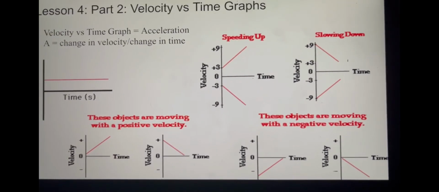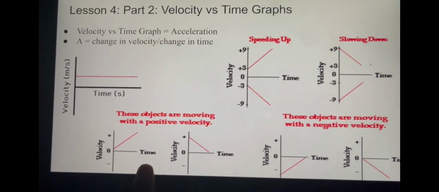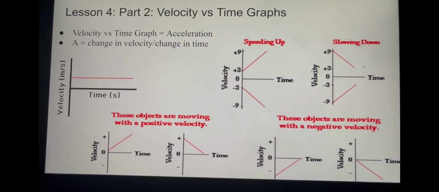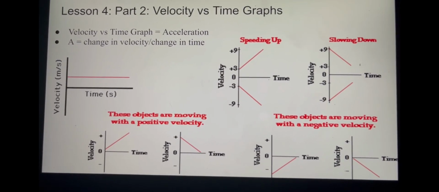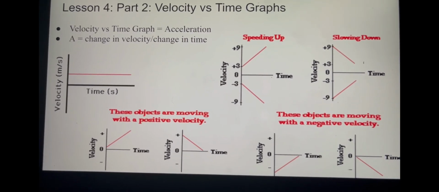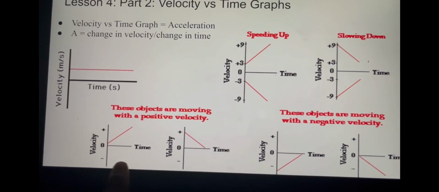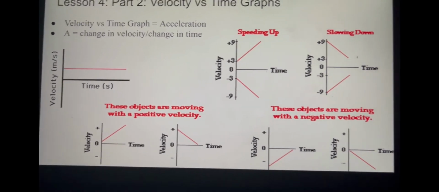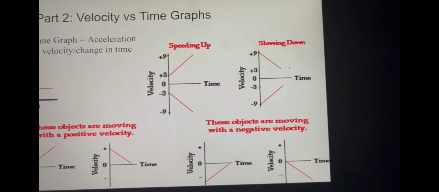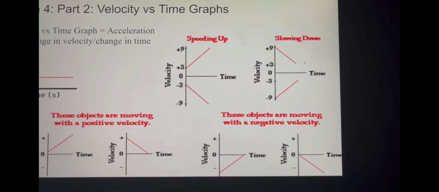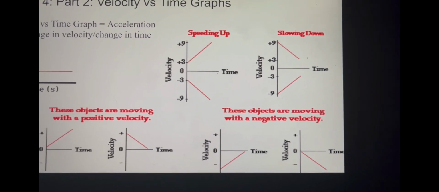Next, we're going to draw our attention to this graph right here at the bottom. Now, when an object is moving with a positive velocity, it is going to be on the positive axis. So it will not be on the negative portion of the graph. As you can see here, neither line is in the negative part of the graph. But if it's a negative velocity, it'll be under 0. It'll be on the negative y-axis.